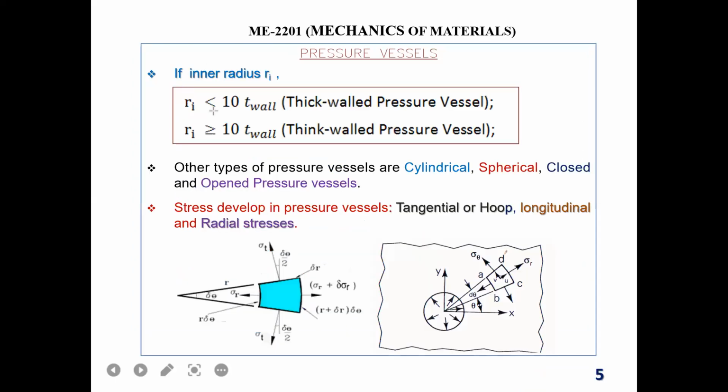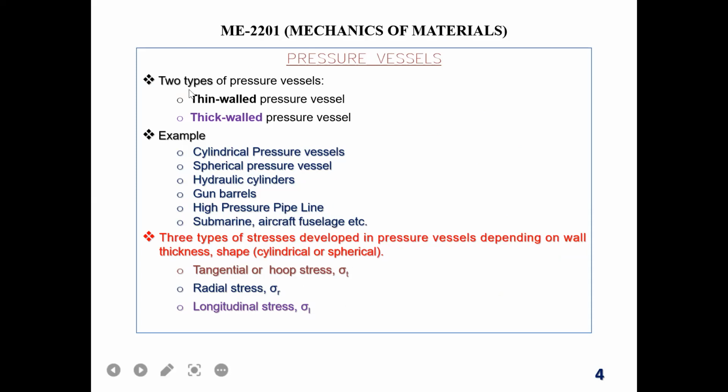Now, pressure vessel normally in terms of thickness of the wall, the two types is called thin wall pressure vessel. Another one is called thick wall pressure vessel. So this one is thin wall pressure vessel, and this is thick wall pressure vessel. Thin and thick. So like column, we have a short column, then we have a long column, right?